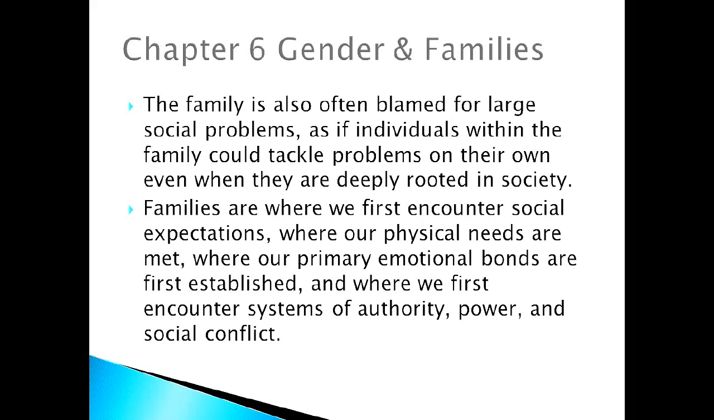Families are where we first encounter social expectations. Remember, we talked about socialization of gender roles. One of the first persons you meet is your family. It's where our physical needs are met, where our primary emotional bonds are first established, and where we first encounter a system of authority, power, and social conflict. So when a child is born, the first person that child really meets is the family. The child begins to develop a relationship with the parents, and through socialization, the child learns to be a member of the family and learns the culture of the family. Again, the child is understanding the authority and power that the parent exercises, and the child also has to be socialized to be a member of society, with its social expectations.